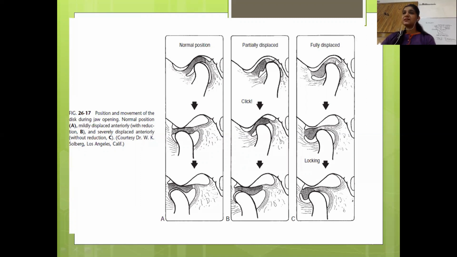Then this is the fully displaced disc. See, the interarticular disc is more anterior, and when the patient opens the mouth, there is locking because the patient is not able to open the mouth. When the patient completely opens the mouth, it locks itself over here, and there is no reduction, the patient is not able to open the mouth, and there is a lot of pain.